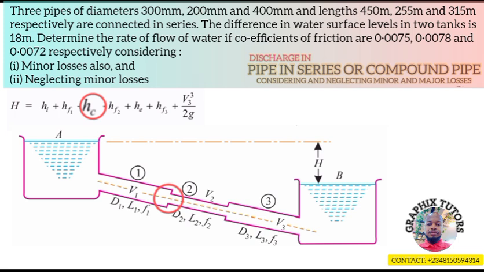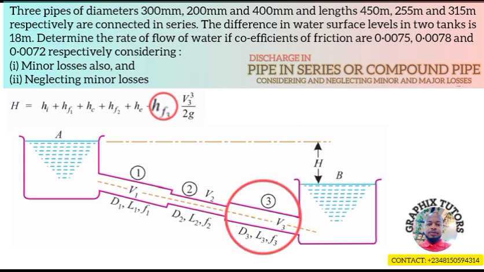Now, before you enter into pipe 2, there will be head loss due to what? Contraction, because you are moving from a bigger to a smaller pipe. So head loss due to contraction. Now, when you enter pipe 2, there will be head loss due to friction in pipe 2. Before you enter pipe 3, there will be head loss due to what? Enlargement, because you're moving from a smaller pipe having a smaller diameter to a bigger pipe with a bigger diameter. So head loss due to enlargement of the pipe. When you now enter into pipe 3, there will be head loss due to friction in pipe 3 altogether.